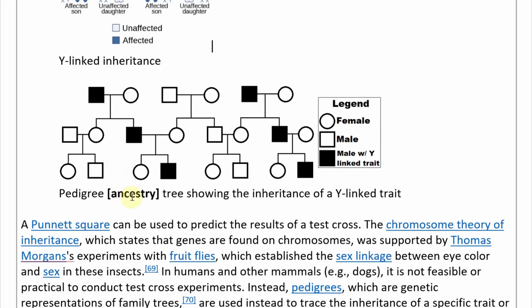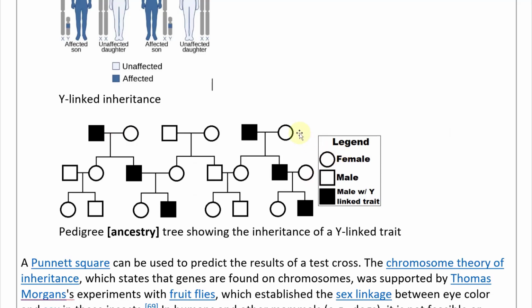And now here's a pedigree or ancestry tree showing the inheritance of a Y-linked trait. So the legend here: the circle is the female, and the square is the male, but the blacked out square is a male with the Y-linked trait. So what's going to happen is every son of this is going to have this trait. So there's going to be straight across there, and it's again all these straight across over there. But all the other kids aren't going to have it. So the daughter's not going to have it, and all this other one's not going to have it.